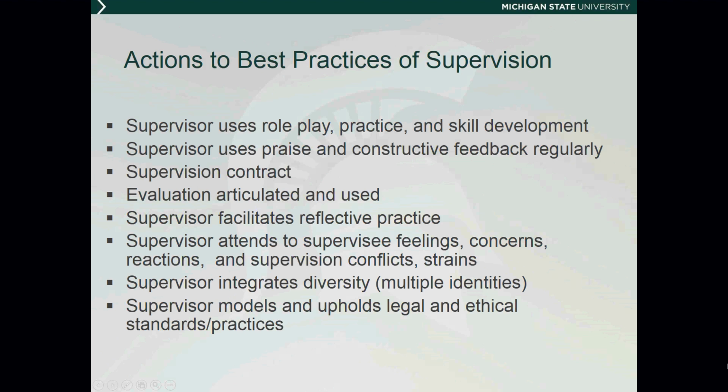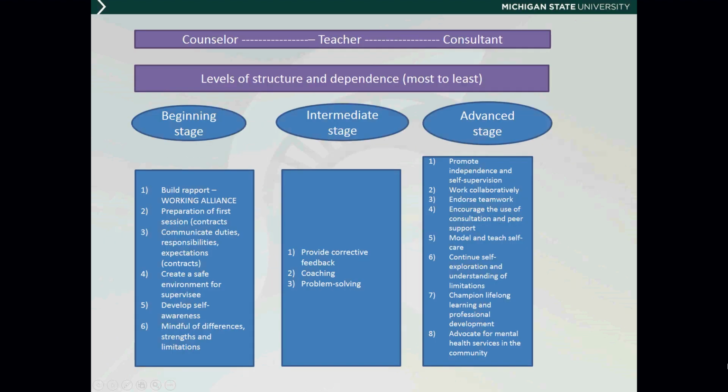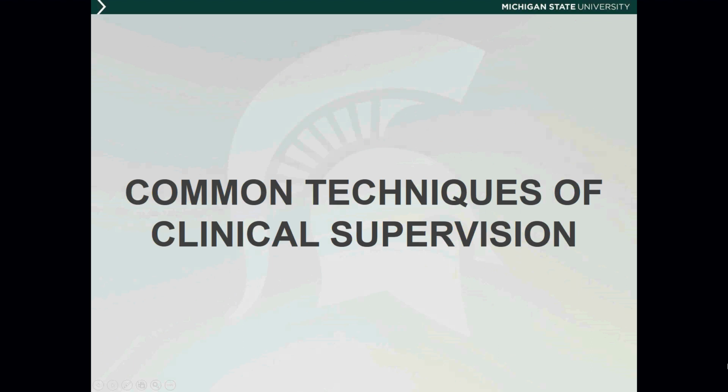So if you're okay, I'm going to skip a little bit on the actions and practices. This slide, the diagram, summarizes a supervisor's role in relation to the supervisee's level of experience at the beginning, intermediate, and advanced stages. And then the bottom part outlines, roughly speaking, what we do in terms of the supervision process and the tasks at the beginning, intermediate, and advanced stages.